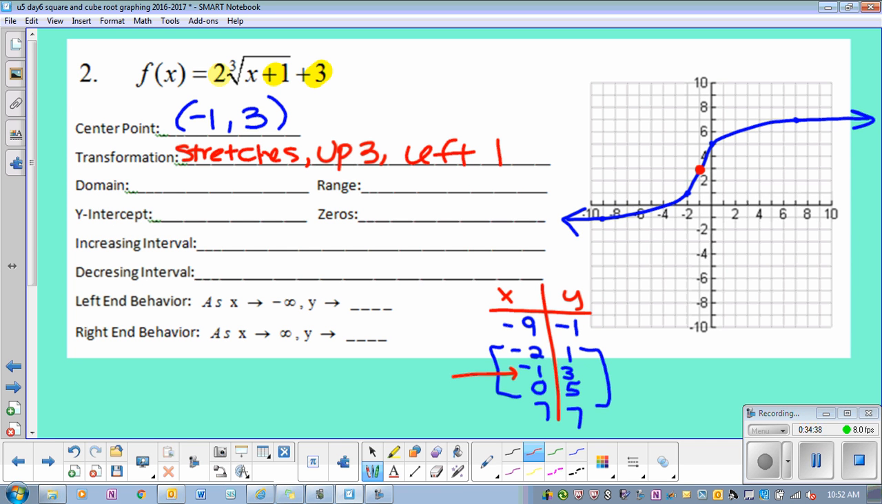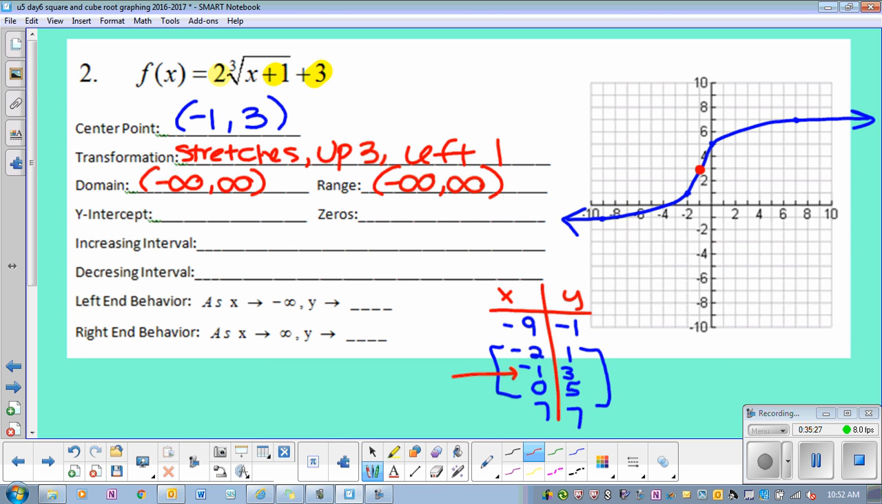Okay. What's the domain and the range? Always. Guess what? Negative infinity to infinity, all real numbers. That is your range. And your domain. Any questions so far? Are we doing okay? Yeah. Alright. Somebody tell me the y-intercept. Where does this graph cross through the y-axis?